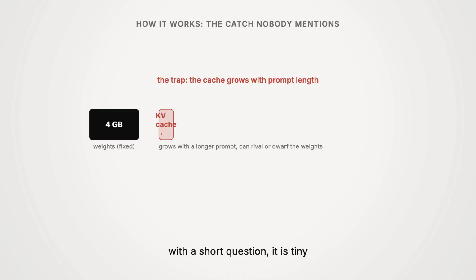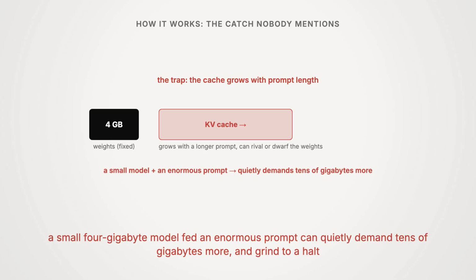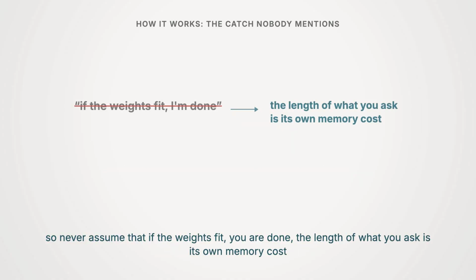With a short question, it is tiny. But feed the model a very long document, and that cache can swell until it rivals, or even dwarfs, the weights themselves. A small 4 GB model fed an enormous prompt can quietly demand tens of gigabytes more and grind to a halt. So never assume that if the weights fit, you are done. The length of what you ask is its own memory cost.